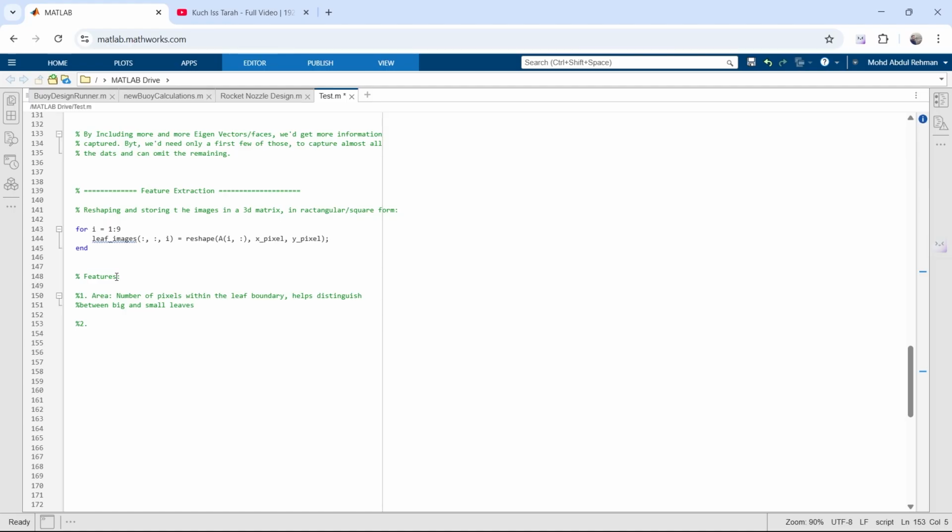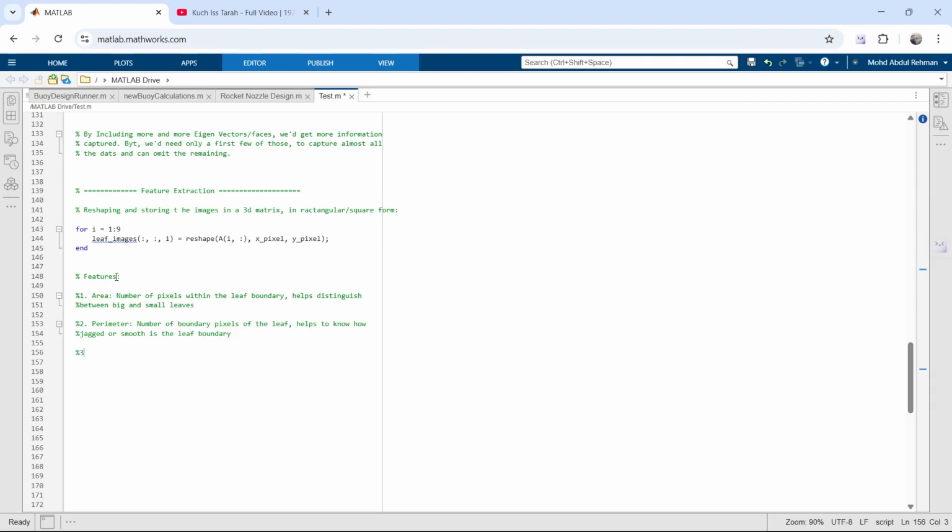Second feature is going to be the perimeter. This identifies how jagged or smooth the edges of the leaf are by measuring the outline length, and is, not to surprise, simply the number of boundary pixels on the leaf. It helps to know how jagged or smooth the leaf boundary is. Boundary is nothing but the perimeter.